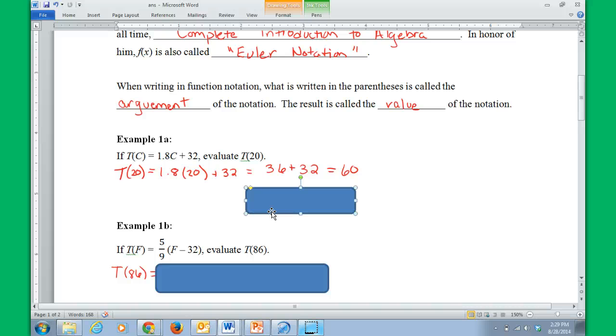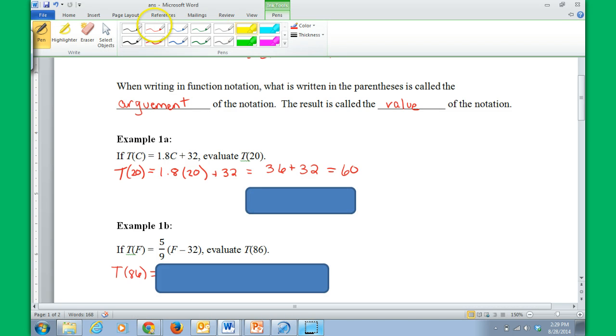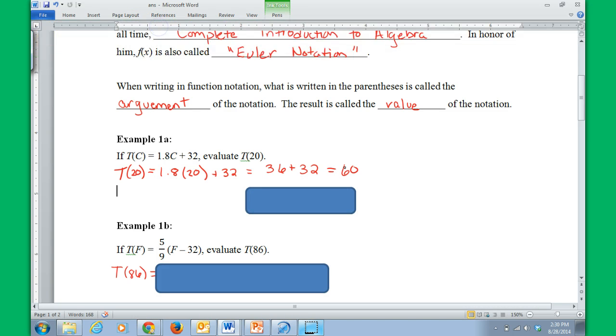I'm going to pause for a minute, and I'm going to have you guys do example 1b on your own. Yes? That's 68. Oh, 68. Yep, you got me. Thank you. Ugh, that's what happens when I'm in a hurry. Okay, there you go. 68.